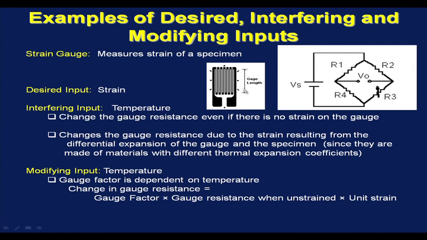This is an example of a strain gauge. We will talk about strain gauge in more detail later. For the time being, let us consider this is a simple resistance wire. Now, this resistance wire is cemented on a specimen. So, if the specimen is strained, the resistance wire also gets strained.